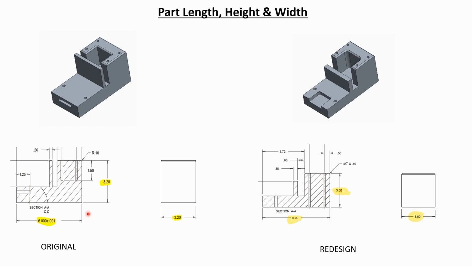Now the height and the width are also 3.2. Here, pay attention to the available stock sizes. Use part sizes that require minimum work to attain, which means less material waste.